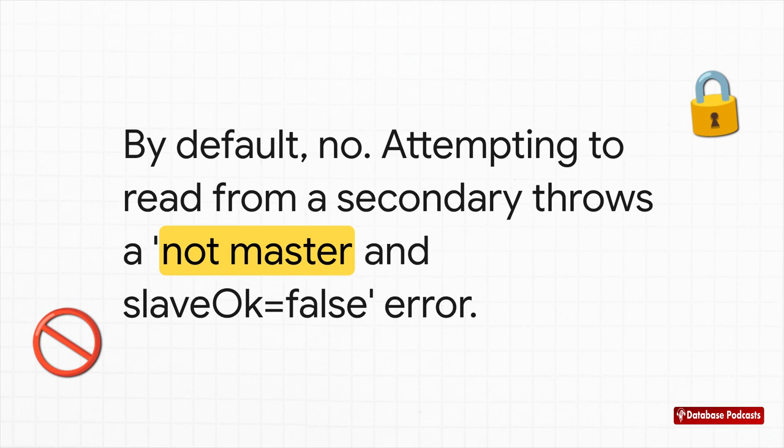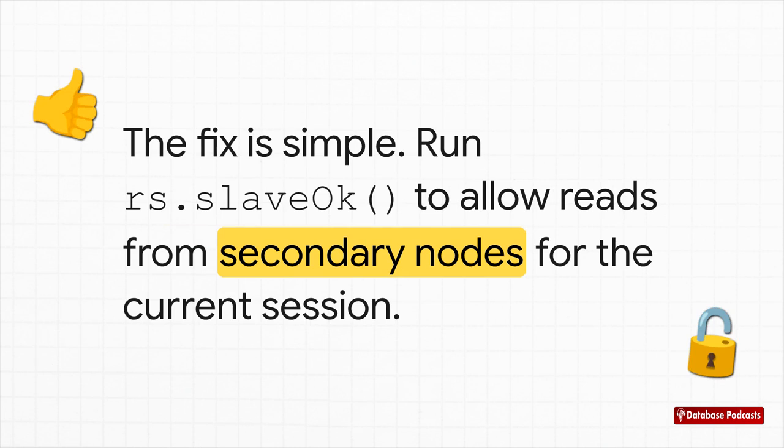See, by default, MongoDB is super cautious because replication takes a tiny fraction of a second. A secondary could be milliseconds behind the primary. To make absolutely sure your app never reads stale data by accident, MongoDB forces all reads to go to the primary by default. But what if for some of your queries, reading data that's a tiny bit old is totally fine? Well, the fix is incredibly easy.